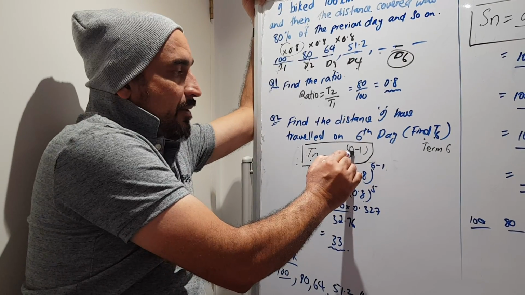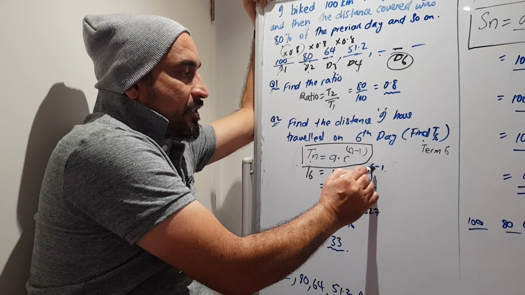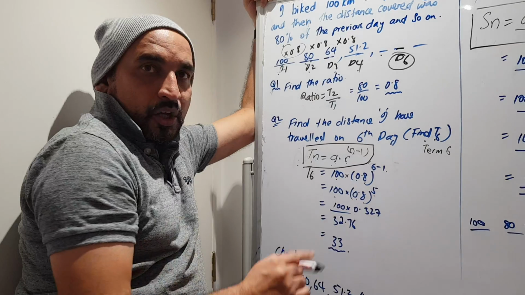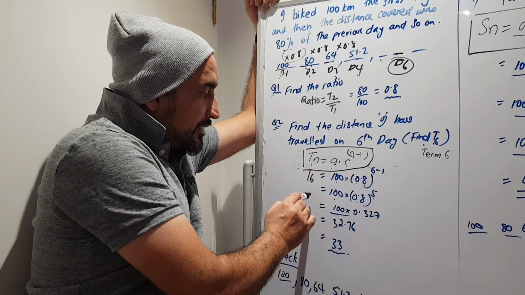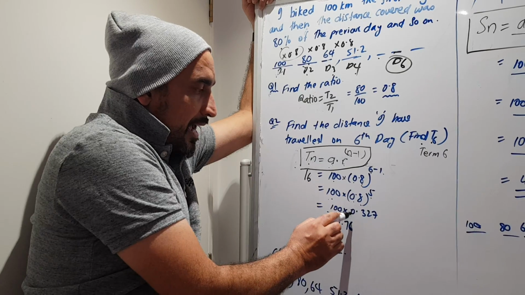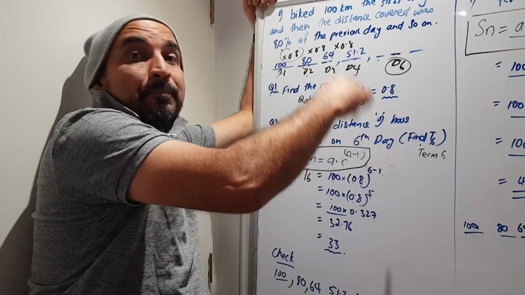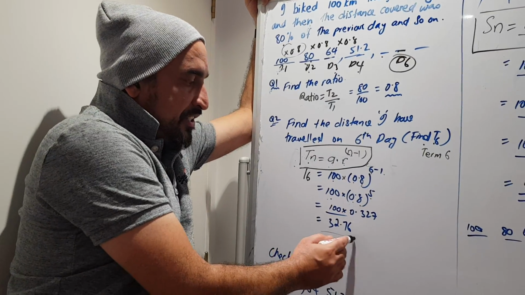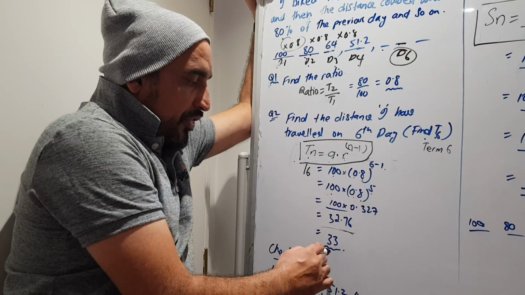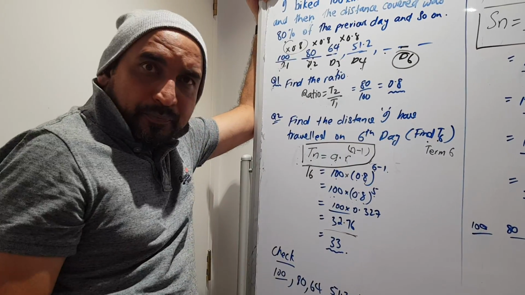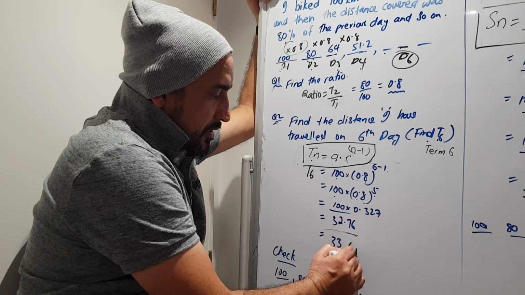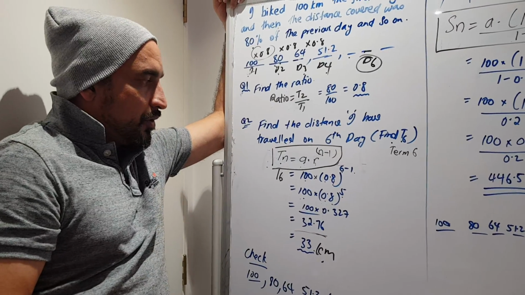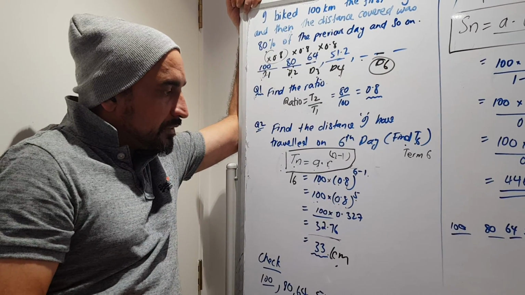Why? Because the formula is n minus 1. So 0.8 to the power 6 minus 1. So 100 times 0.8, now 6 minus 1 is 5. So watch for this, guys. To find term 6 is 100 times 0.8 to the power of 5, which will give me 32.76, and we round it off to 33. That means on the 6th day I have traveled 33 kilometers. So this is how you find the term under a geometric sequence.